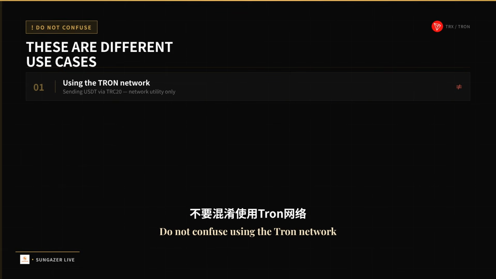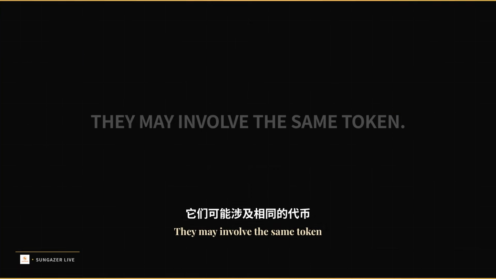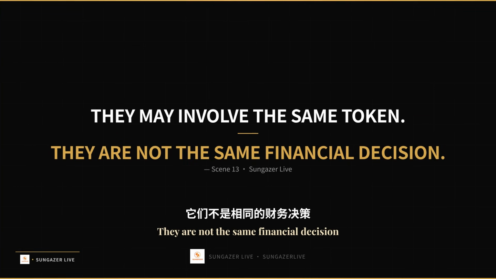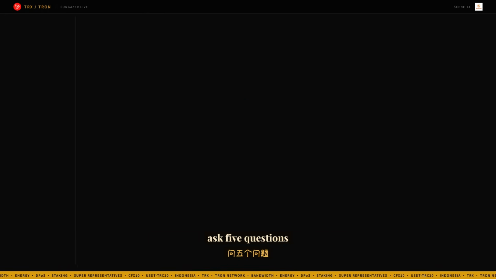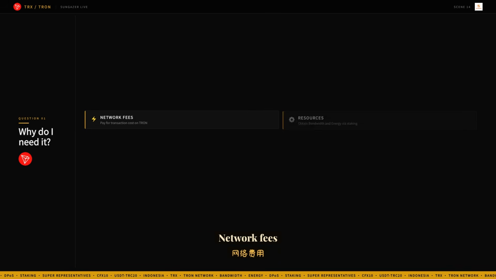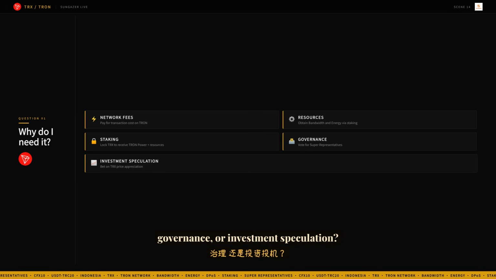Do not confuse using the TRON network, holding TRX for operational purposes, staking TRX, and investing in TRX because you expect its price to appreciate. They may involve the same token, but they are not the same financial decision. Before holding a meaningful amount of TRX, ask 5 questions. First, why do I need it? Network fees, resources, staking, governance, or investment speculation?